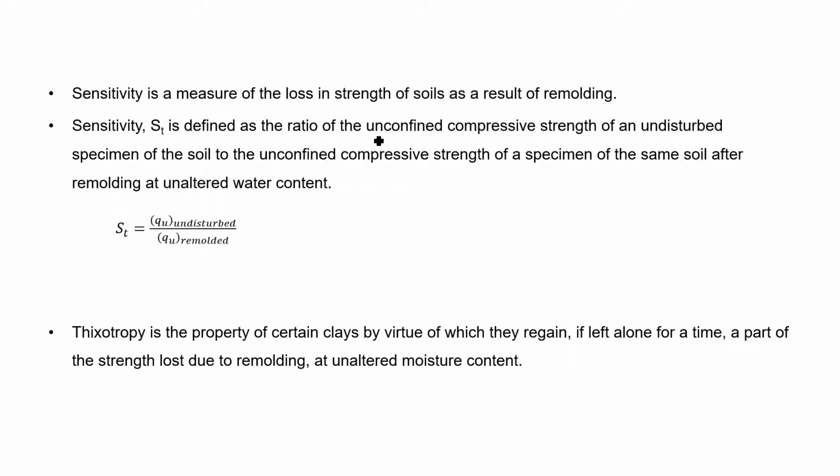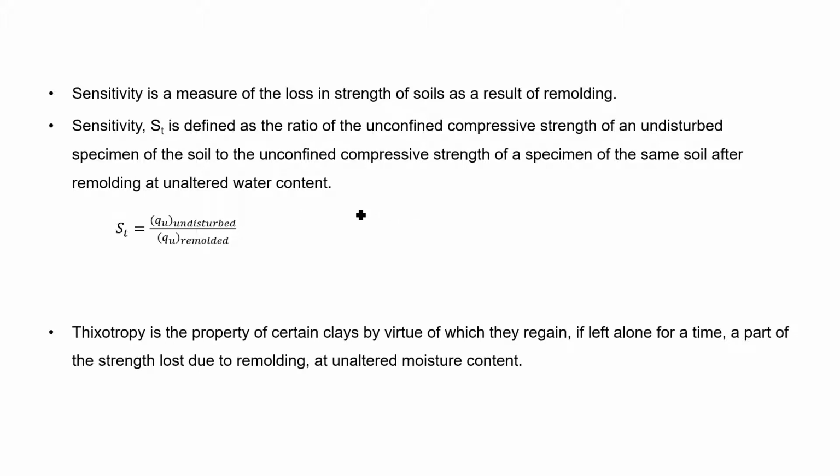When a clay soil is remolded, there is a loss of strength in the soil, and that loss of strength is measured in terms of sensitivity. So sensitivity is a measure of the loss in strength of soil as a result of remolding. Mathematically, it is the ratio of the unconfined compressive strength of an undisturbed specimen of the soil to the unconfined compressive strength of a specimen of the same soil after remolding at unaltered water content. So this is called sensitivity.